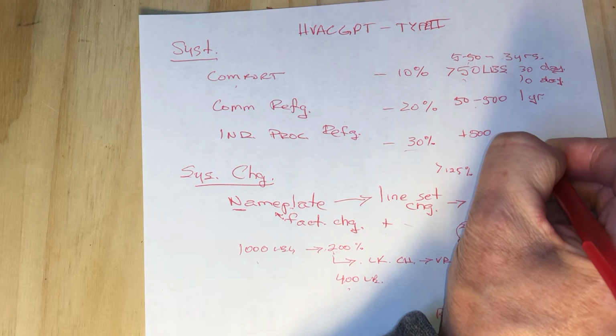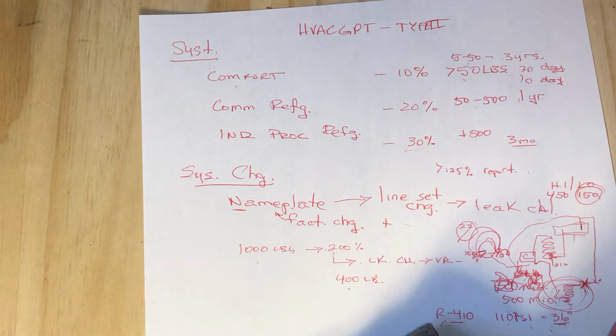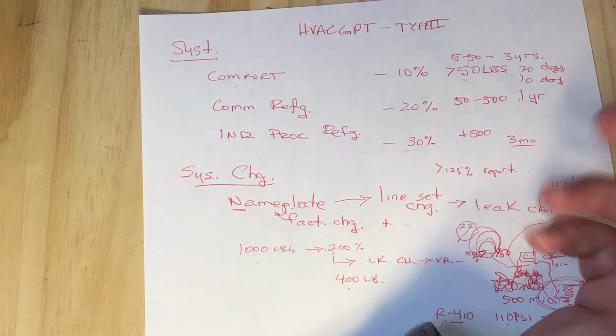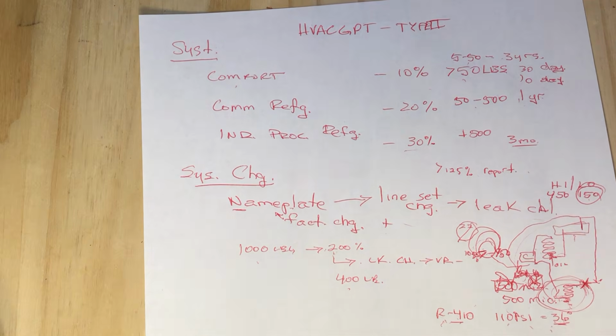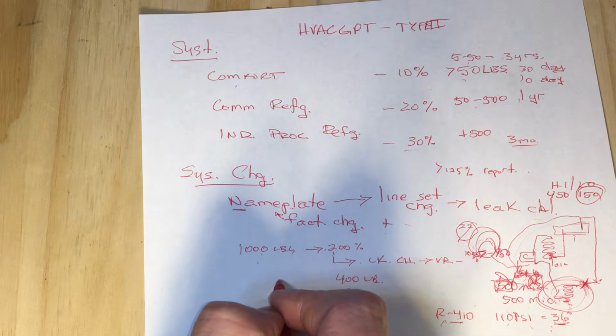that every 3 months. You're going to have a leak verification test done instead of every year on these 50 to 500 pound systems and less than 50. You've got over 500 pounds of refrigerant, it's a lot of refrigerant being leaked out at 30%. So if we've got a 1,000-pound system, you're leaking out 300 pounds.